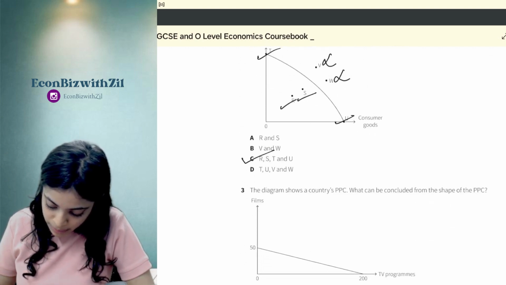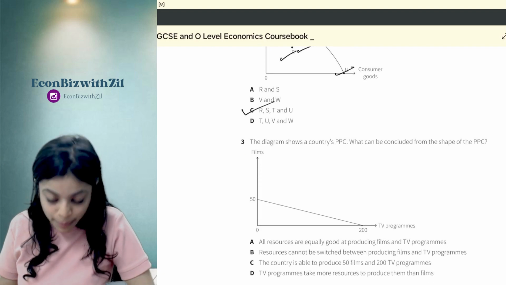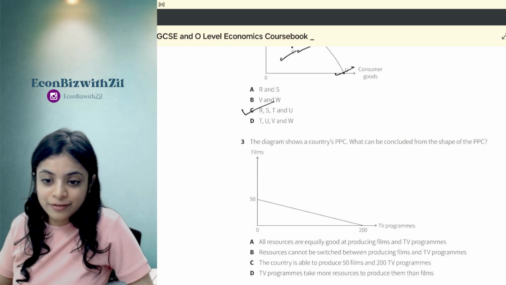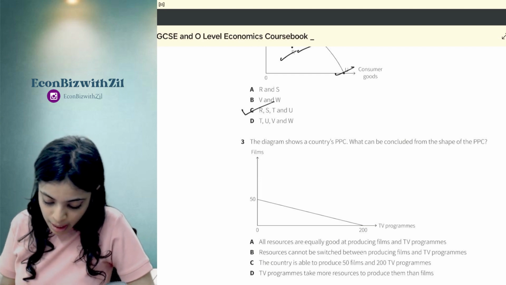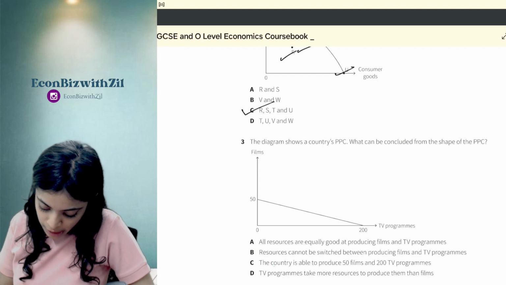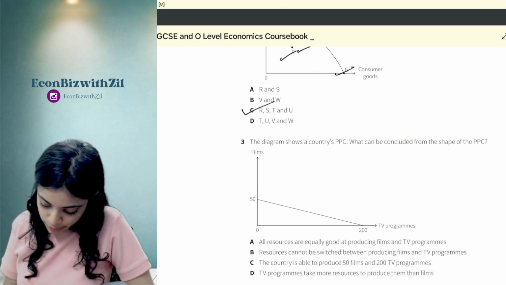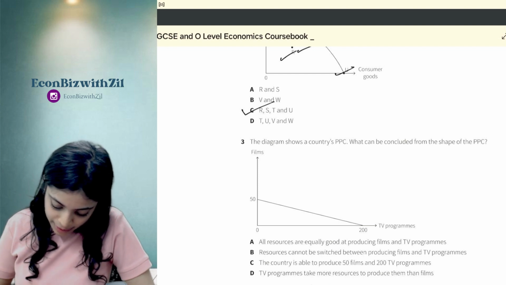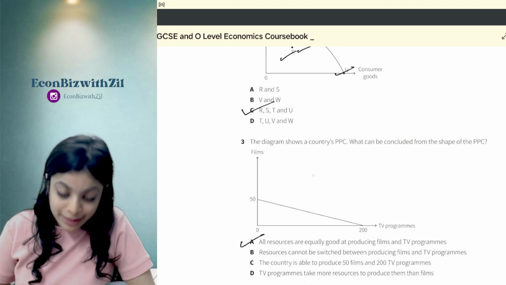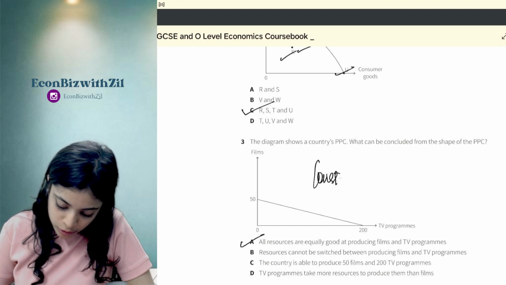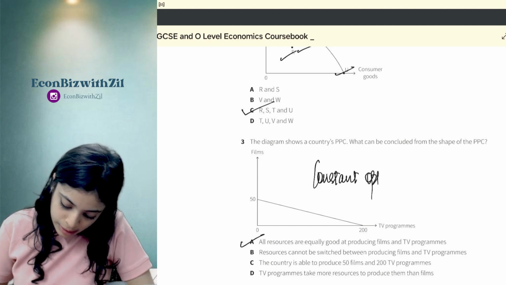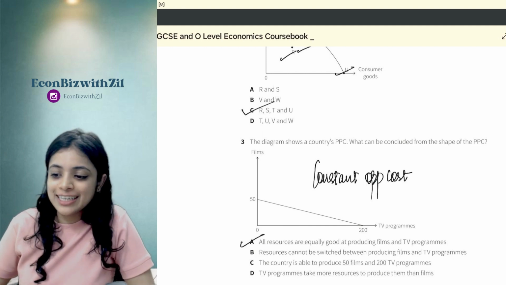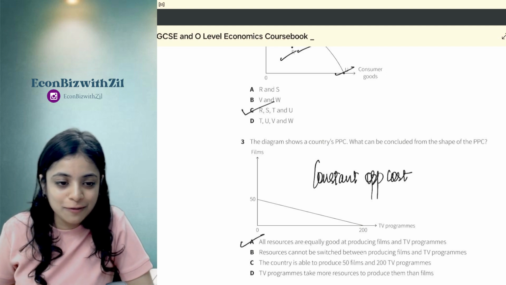The diagram shows the PPC. What can be concluded from the shape of the PPC? This is something which we don't really have in our syllabus, but I'll still do it for you. All resources are equally good at producing. Yeah, the correct answer is A. This graph actually shows constant opportunity cost. It's not a part of your CIE IGCSE curriculum, so it's fine if you don't really follow it.